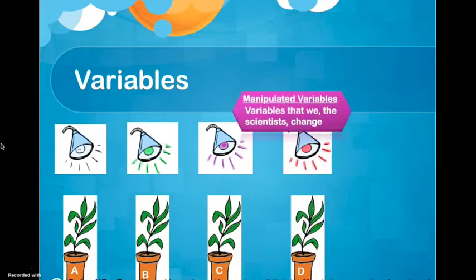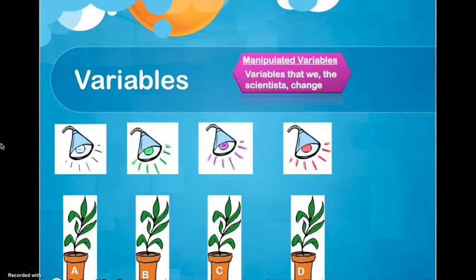So first one, manipulated variable. The manipulated variable is the variable that we, the scientists, change. Manipulate means to change or to work with, or when I think manipulate, I think like manipulating clay in my hand, right? We're doing something. So what is the scientist doing, or what are they manipulating? In this case, what are we, the scientists, doing? What are we changing from group to group? Right, we're changing the color of light. That is the manipulated variable. We are in charge of that.